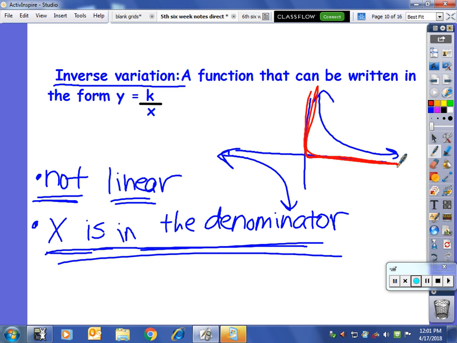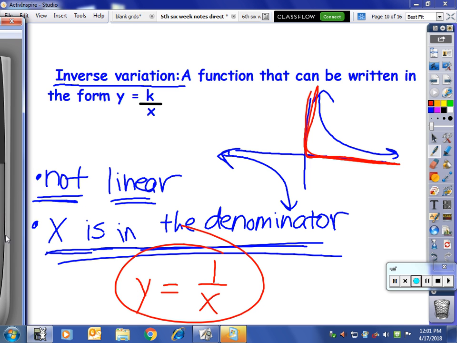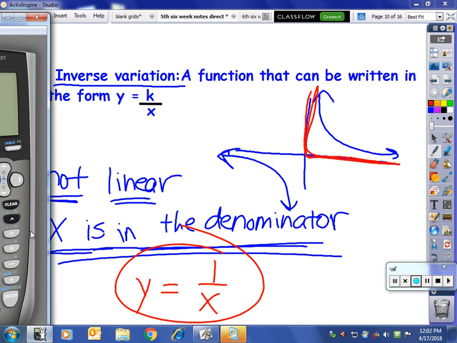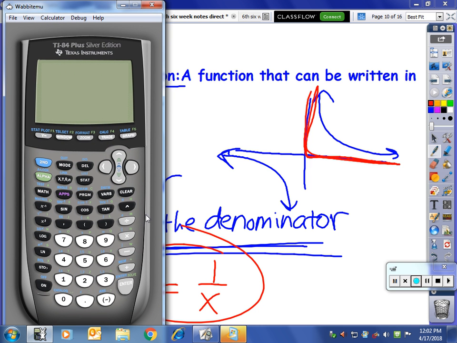I'm going to show you. That means your input is actually under a division bar, because x is what you put into a function, right? The parent function looks like this: y equals 1 over x. See the difference? In your calculator, let's look at that. That's an inverse variation situation. How do I know? Because x is in the denominator.